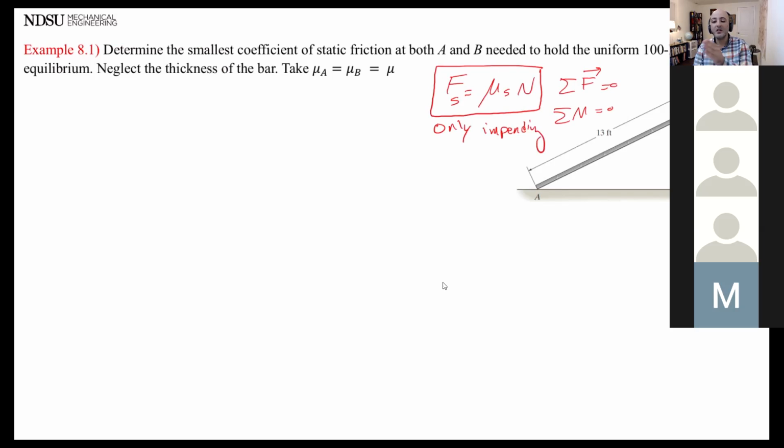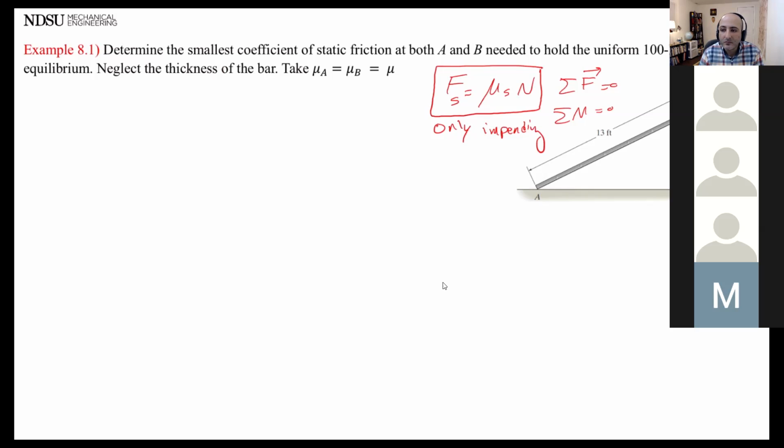So we do not always have impending motion at all of the surfaces in contact, all right? Let's draw the free body diagram that now has friction force in it too. Determine the smallest coefficient of static friction at both A and B needed to hold the uniform 100-pound bar in equilibrium. Neglect the thickness of the bar. Mu A, mu B, same, just mu.